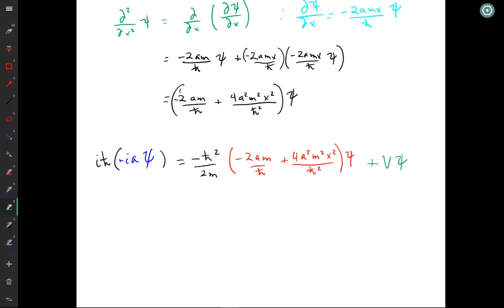And so I will just bring everything together on one side of the equation. So i h bar times minus ia: i times i is minus 1, so negative and minus 1 is positive, and I'm going to have a h bar times psi is this term. I'm going to bring the other two terms across the equal sign. So the next one's going to be a plus sign, h bar squared, I'll write it all out.